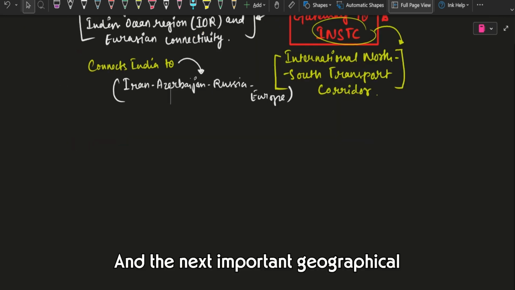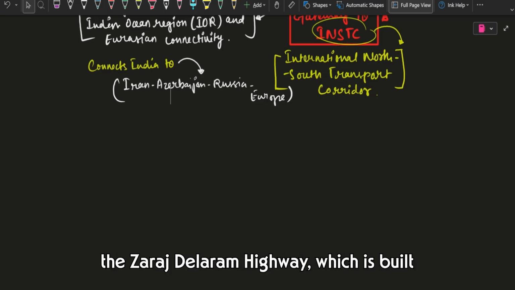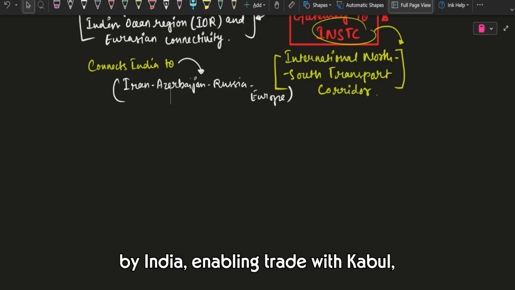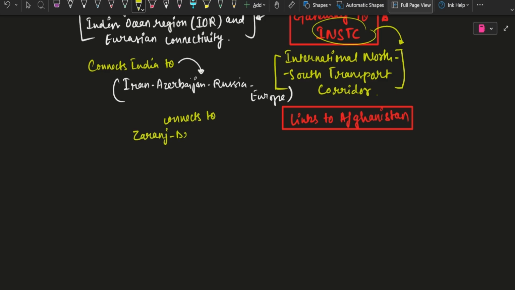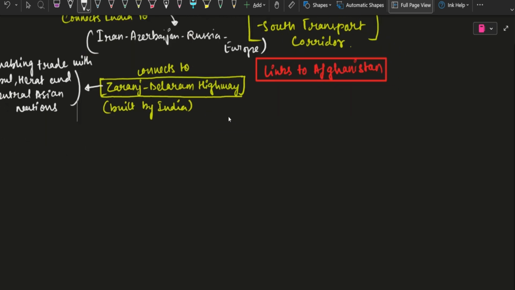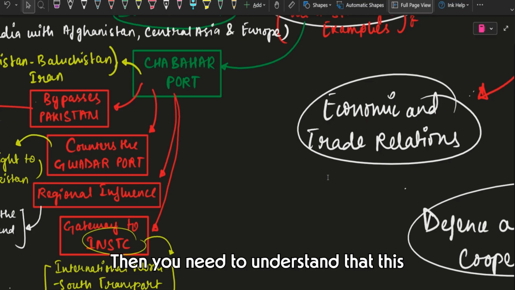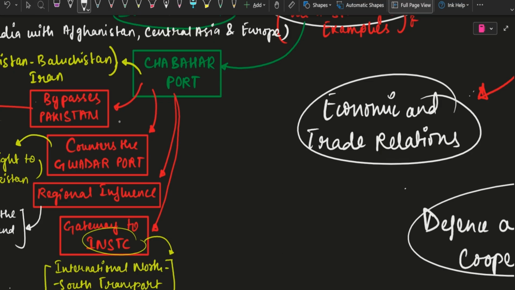And the next important geographical significance of the Chabahar Port is it is the link to Afghanistan. It connects to the Zaranj Delaram Highway, which is built by India, enabling trade with Kabul, Herat, and Central Asian nations. Then you need to understand that this Chabahar Port is developed by India's IRCON and the Port Trust of India.